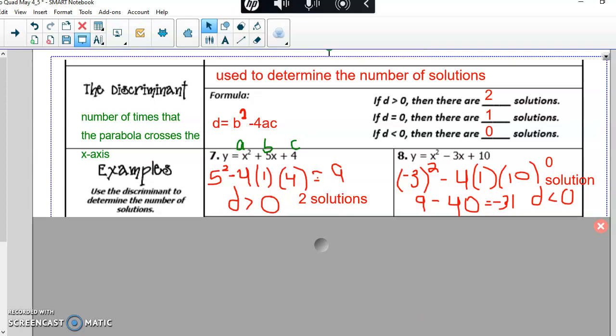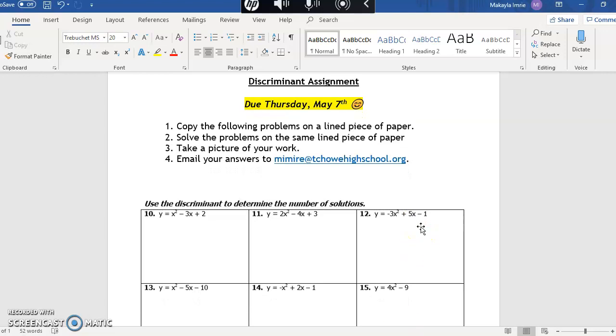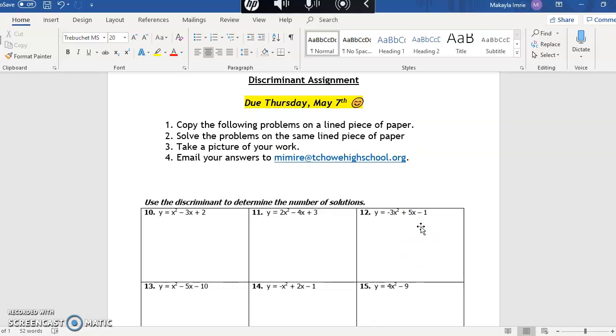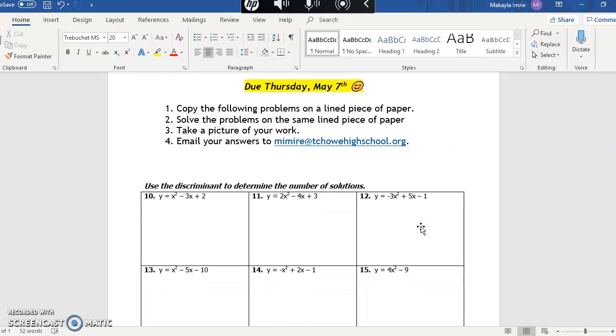So let's quickly look at your assignment that is due on Thursday. That is today. If you have not already started, that is okay. You only have 6 problems to take a look at. Make sure you copy these problems down. This is also in the Google Drive for you. Make sure you do the work. Show me your work. Don't just give me the solution and then take a picture and email me your answers when you're done. This is the last assignment for this week.